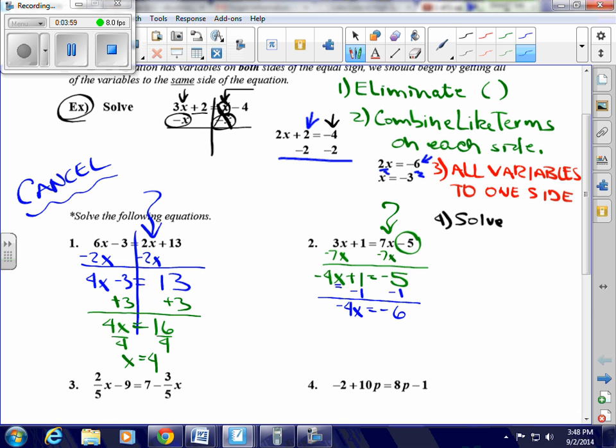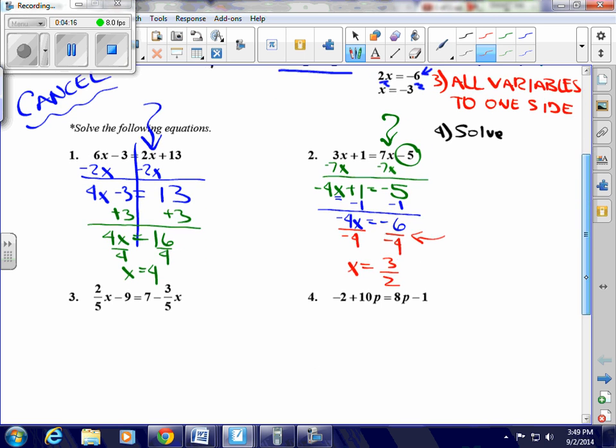Don't worry about what the numbers are. They will work themselves out in the end. You follow the rules. The rule says to take both sides and divide by negative 4. X equals, just reduce this fraction, 3/2.